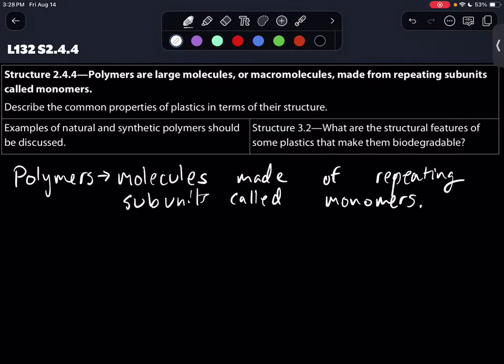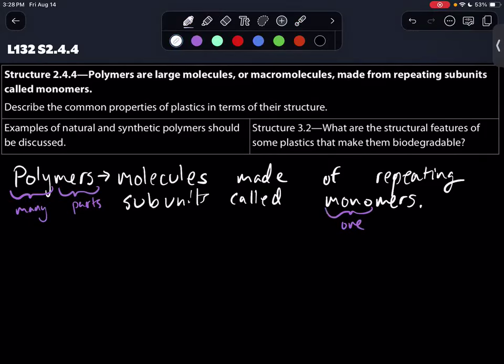Now, this comes from the Greek meaning many parts. So poly means many, mers refers to parts. So mono just means one part. So a polymer is made of multiple monomers.